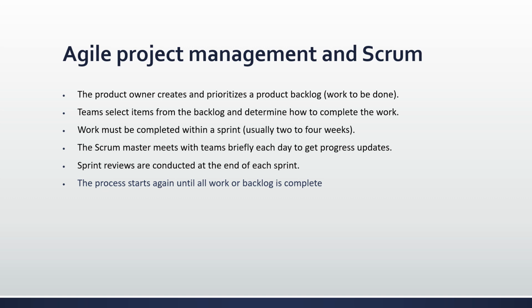But basically, the Product Owner creates and prioritizes a product backlog, which is the work to be done. Then the team selects the items from the backlog and determines how to complete the work. Next, the work must be completed within a sprint, usually 2 to 4 weeks. The Scrum Master meets with the team briefly every day to get progress updates, also called a stand-up meeting. Sprint reviews are conducted at the end of each sprint, and then the process starts again until all work in the backlog is complete.